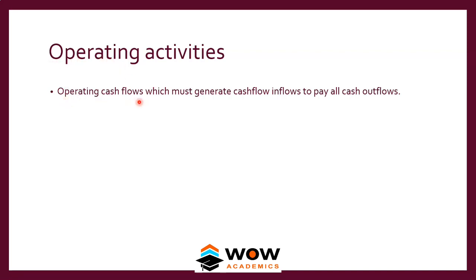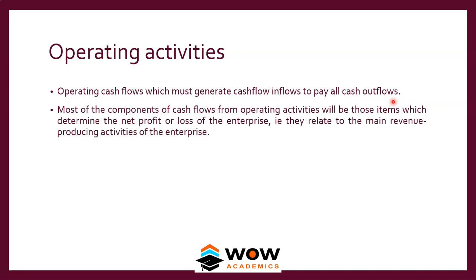Operating cash flows must generate cash inflows to pay all cash outflows. So this is the most predominantly cash generating part of a company. Most of the components of cash flows from operating activities will be those items which determine the net profit or loss of the enterprise. That is, they relate to the main revenue producing activities of the enterprise. By nature, the operating activities part of the cash flow statement should be the biggest. It should be consistently the positive cash generating part.